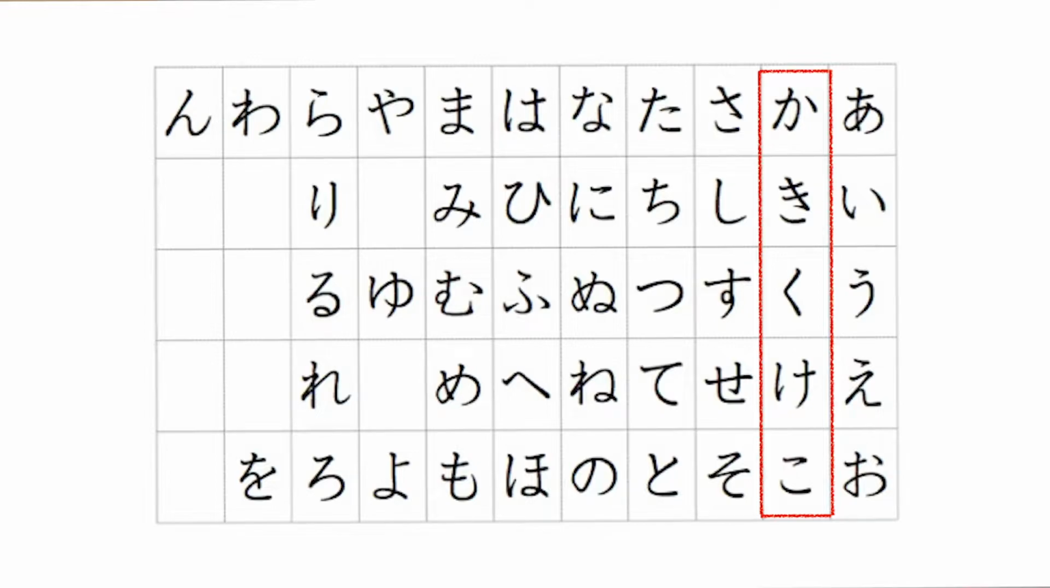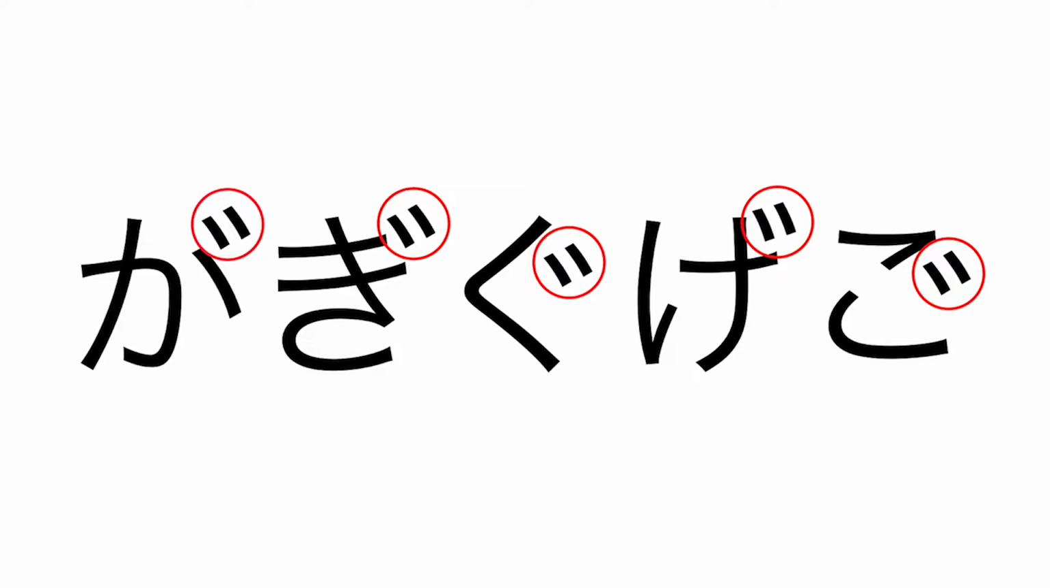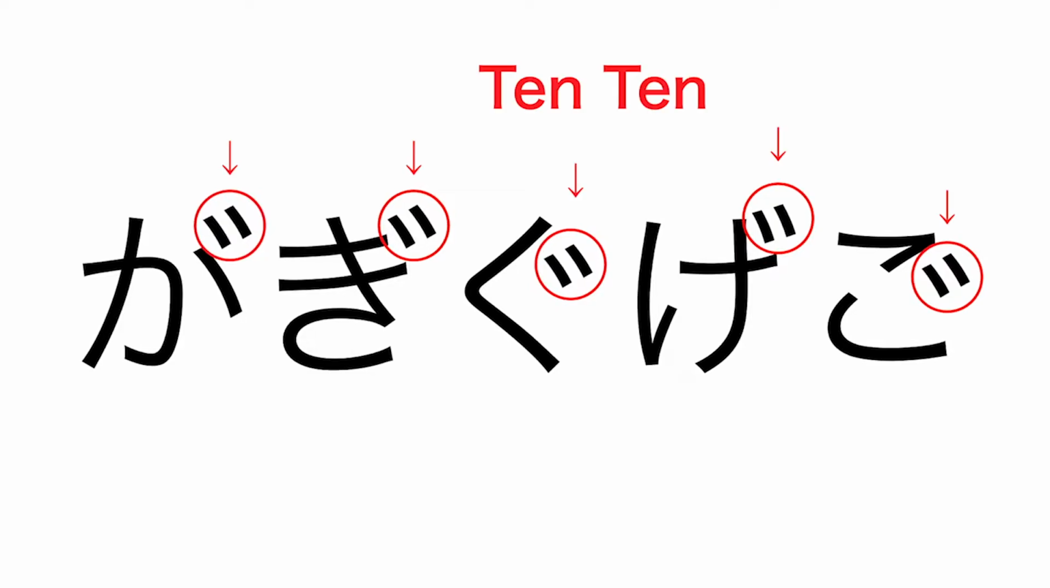You've learned the 5 letters ka, ki, ku, ke, ko in the previous lesson. Now you see the 5 letters ga, gi, gu, ge, go. Did you notice? The letters are exactly the same as ka, ki, ku, ke, ko, but there are some additions. These are called ten in Japanese.